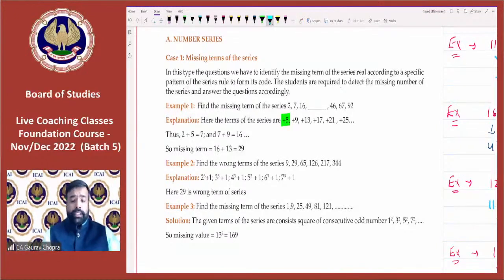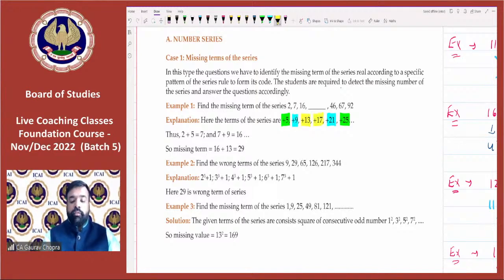From 7 to 16, we are having plus 9, then dash. Then from 46 to 67, we are having plus 21. From 67 to 92, plus 25. So we can clearly see that the difference is getting increased by 4. First of all, it was plus 5, then plus 9, then the next difference should be plus 13 because the difference is getting increased by 4.